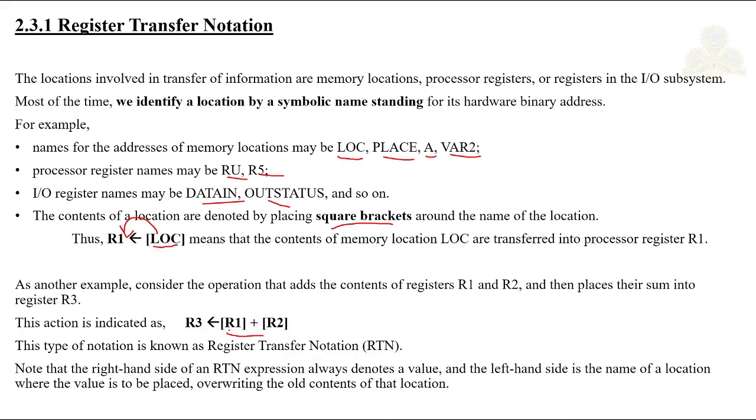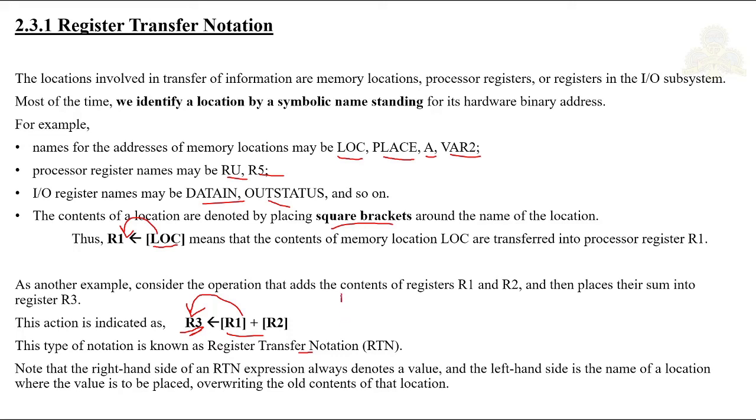Okay. It says the content of the register R1 should be added with the contents of the register R2 and the result has to be moved to R3. Now this we call a register transfer notation. The right hand side always denotes a value, and the left hand side is the name of some location or the register. Whenever you add the content of the location R1 and the content of the location R2, the result will be saved to R3. Now we should note an important thing here. If the register R3 contains some value, that will be overwritten by this value.